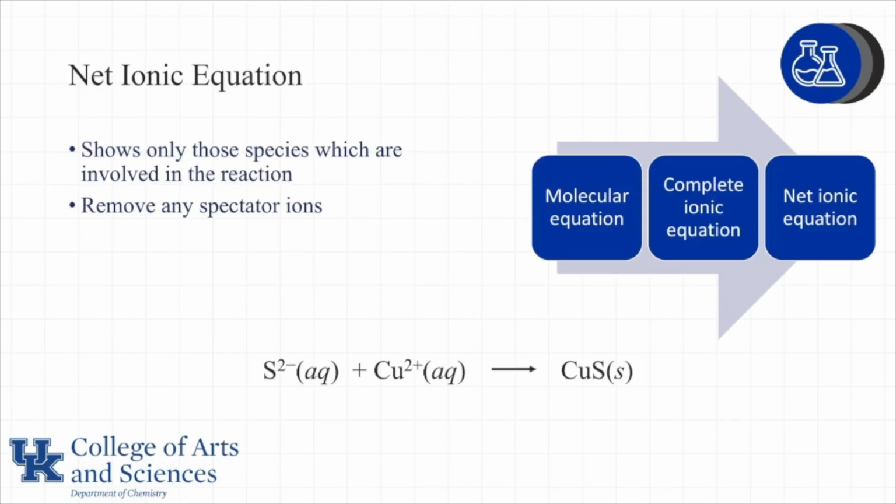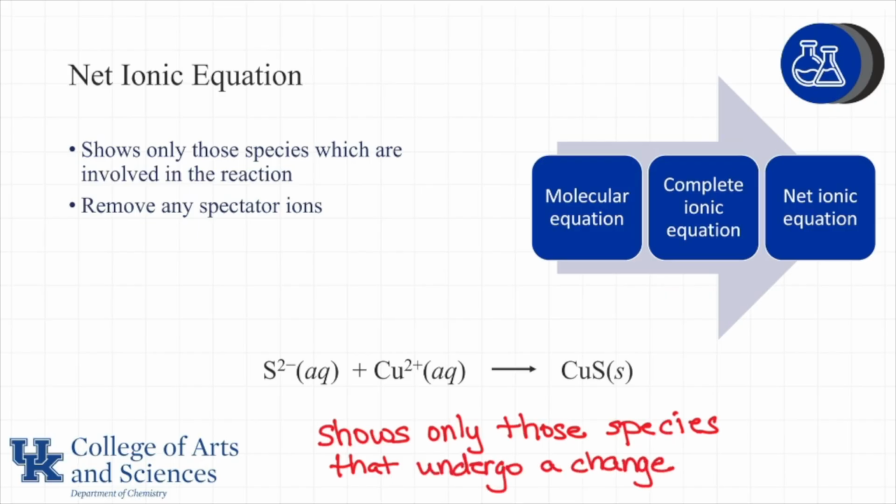So what we're left with is our net ionic equation. And these are the species that are actually involved in the reaction. They're actually involved in something that's being changed. And we're left with our net ionic equation with the sulfide plus copper yielding copper sulfide. The other ions are still there, but they're remaining as aqueous ions in solution and they don't undergo any change. So the reaction shows only those species that undergo some kind of change.